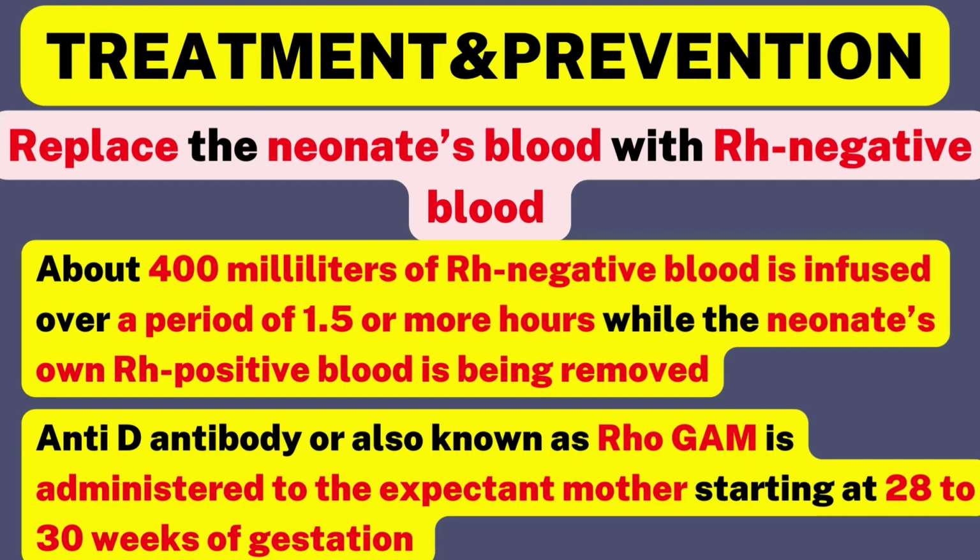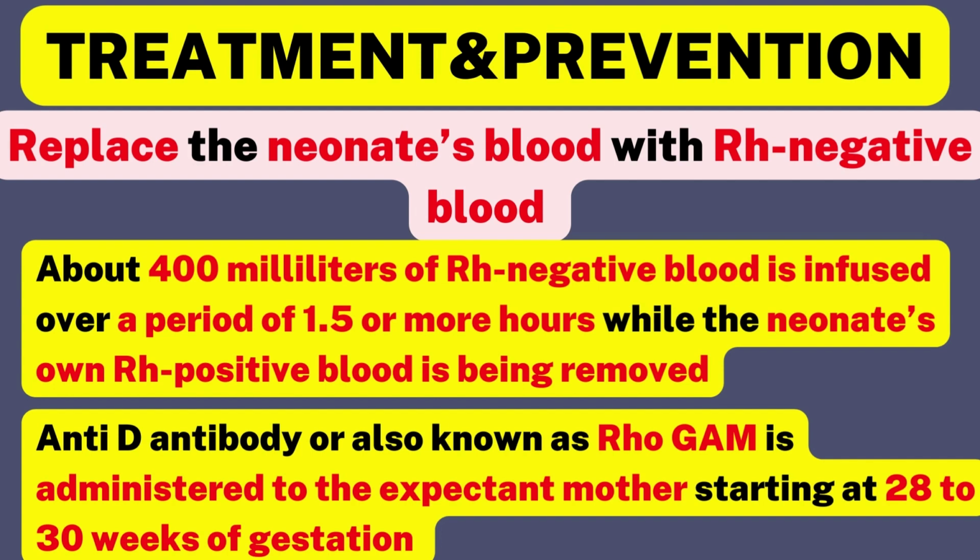One treatment for erythroblastosis fetalis is to replace the neonate's blood with Rh-negative blood. About 400 milliliters of Rh-negative blood is infused over a period of 1.5 or more hours while the neonate's own Rh-positive blood is being removed. This procedure may be repeated several times during the first few weeks of life, mainly to keep the bilirubin level low and thereby prevent kernicterus. By the time these transfused Rh-negative cells are replaced with the infant's own Rh-positive cells, all the anti-Rh agglutinins that had come from the mother will have been destroyed.